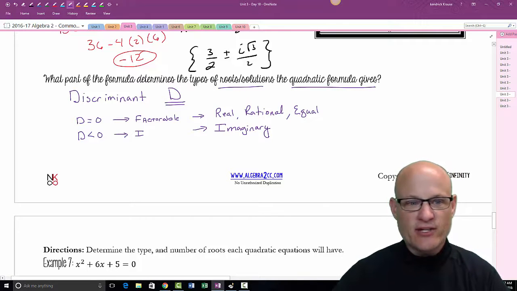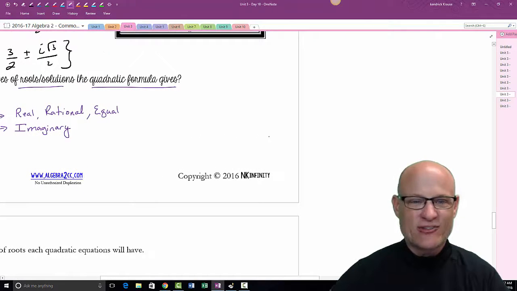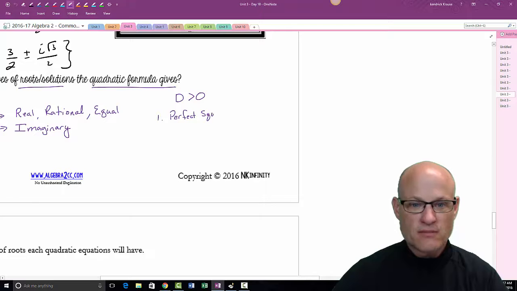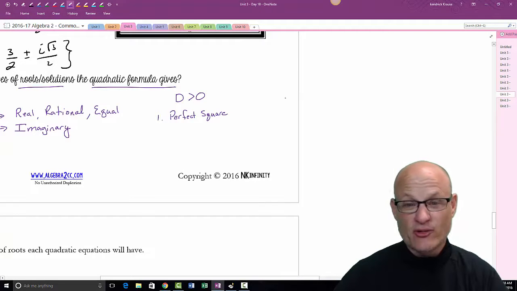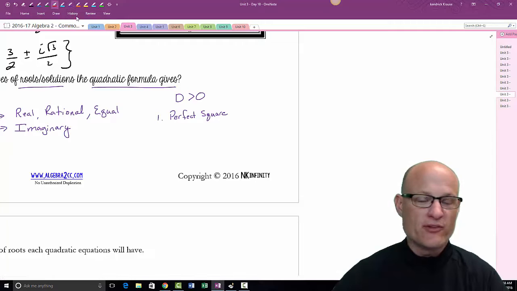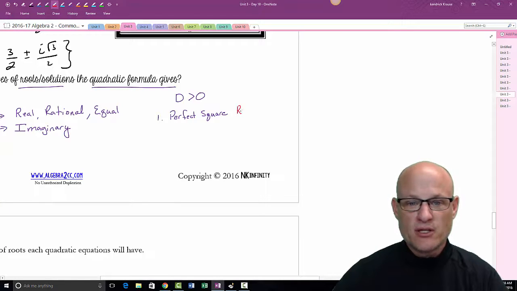Now, the tricky case is when the discriminant is greater than 0. If the discriminant is greater than 0, you have two cases. Case 1, if it's a perfect square, then it was factorable and you could have factored it. But what I want you to remember is they're going to be real, no matter what. But here's the kicker. They're going to be rational. They're going to be nice numbers.